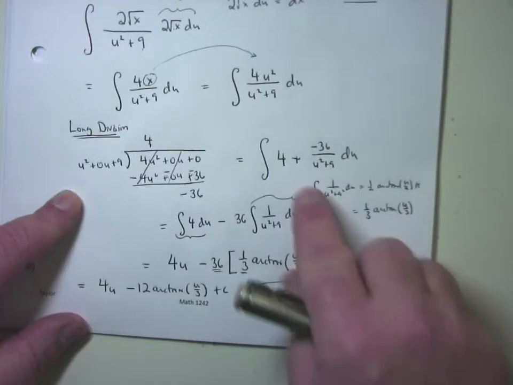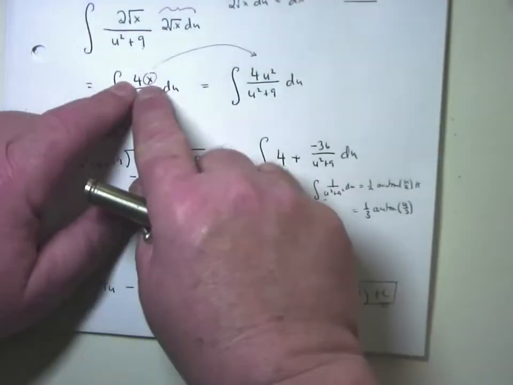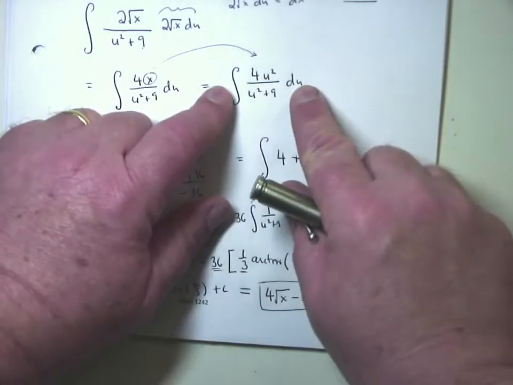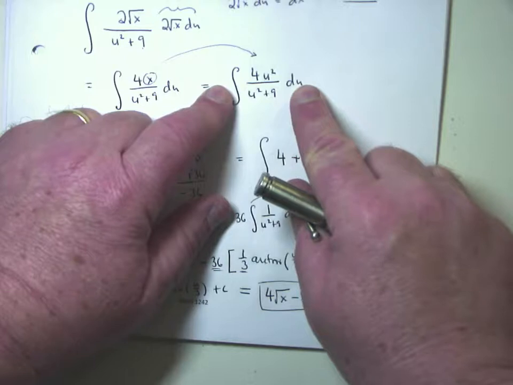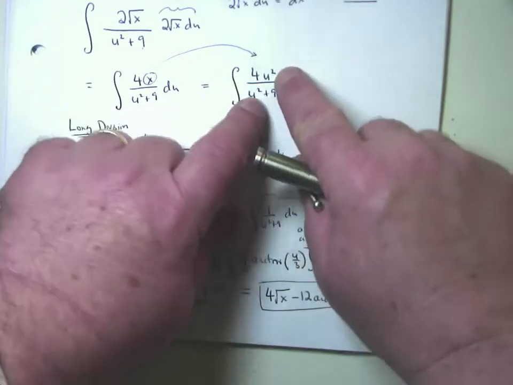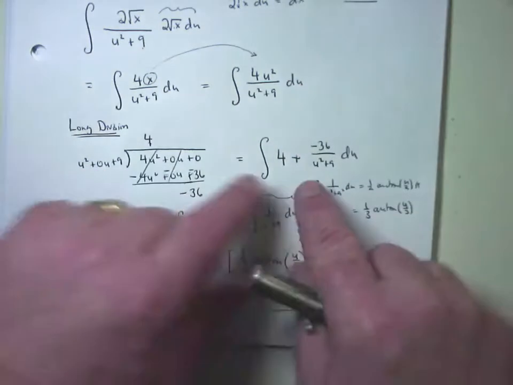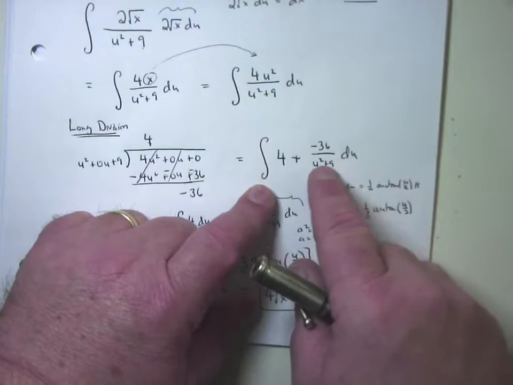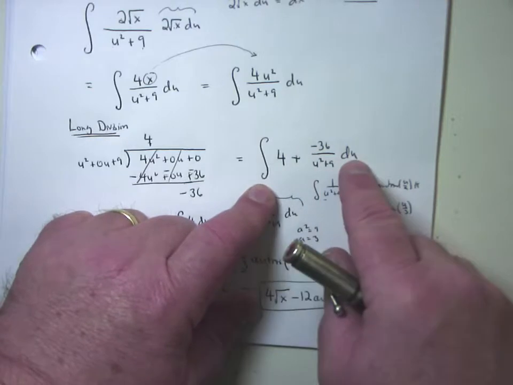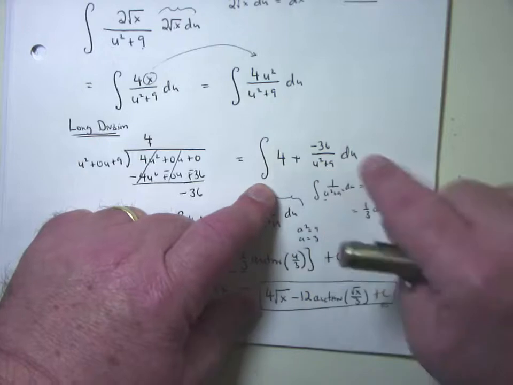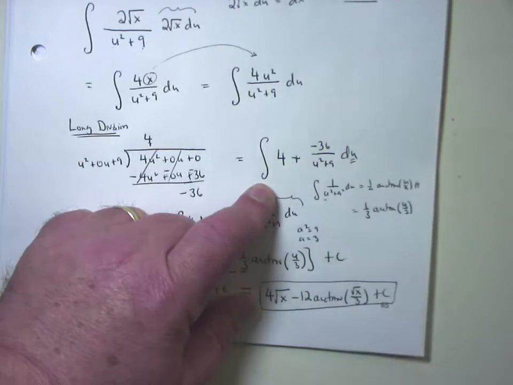Oh, no. Okay, so this problem, when you had 4, the x was u squared. So now you completely converted it into the u world. And until I get my answer, I'm not going to convert it back. So with this, square the top because square the bottom, I did my long division and turned it into 4 plus or minus 36 over u squared plus 9 du. Quotient plus remainder over divisor. Now I'm going to integrate this, but we've completely converted it into du.